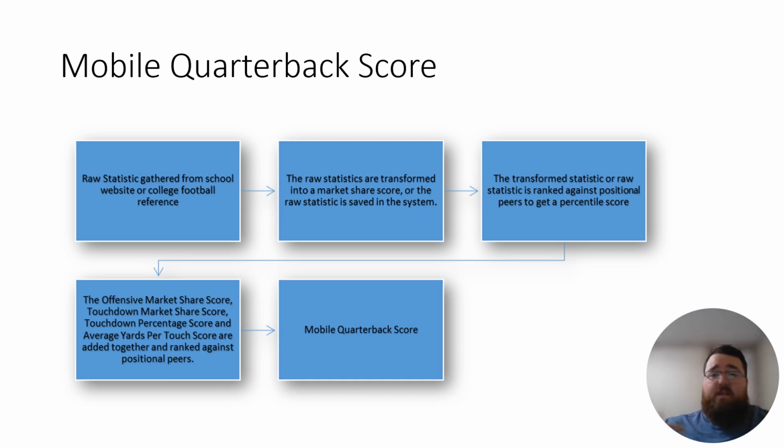which is basically their yardage of the total offense, and touchdown market share of total touchdowns on the team in terms of rushing. Touchdown percentage score is how often they got a touchdown when the ball was in their hands while rushing, and the average yards per touch score takes into account how many yards per touch they had as a quarterback. All these numbers are added together, percentile score, to give you the mobile quarterback score, which is like a general relative score for how mobile they were, how often they were part of the rushing offense.